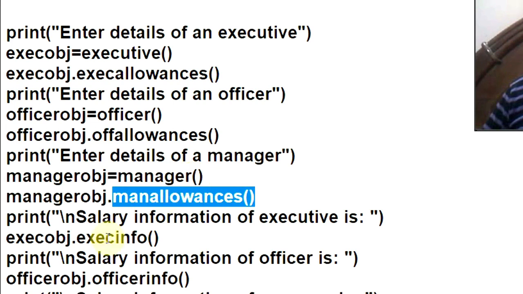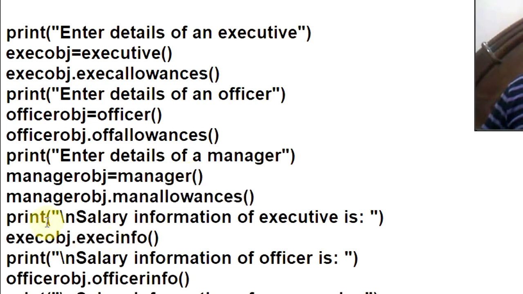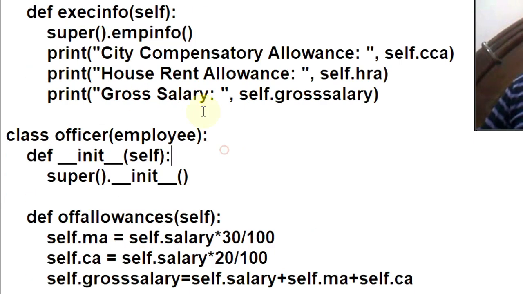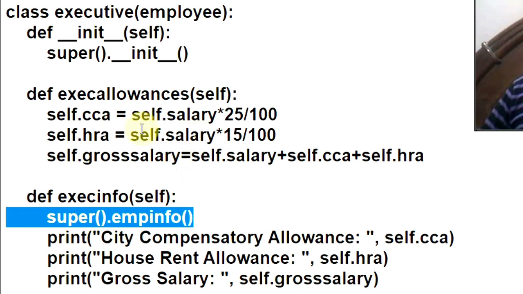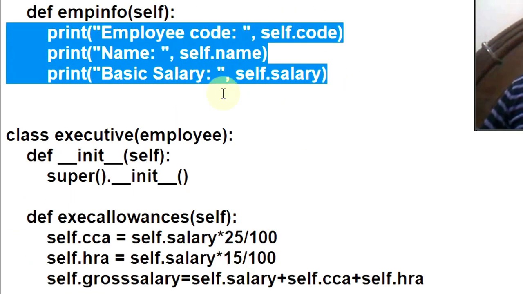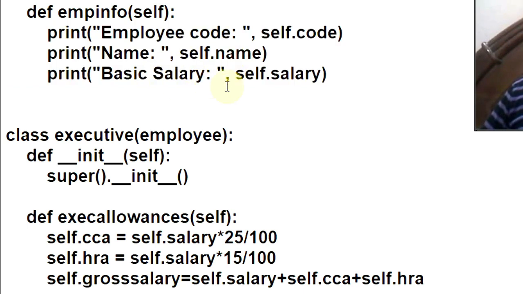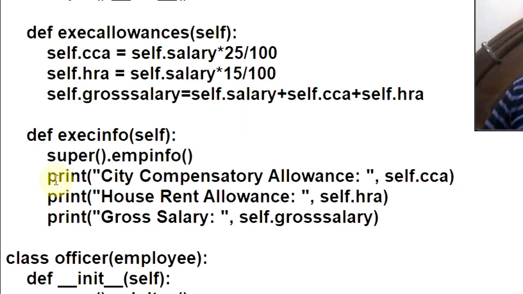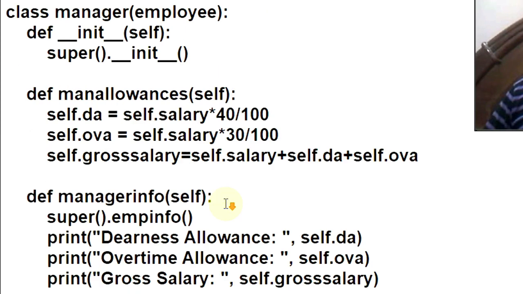Control will jump over here in the main function. A text message is displayed that the salary information of the executive is, and then the exec info function of the executive class is invoked. Control will come over here. It is invoking the enp info function of the superclass. Obviously the superclass of executive class is employee, so the enp info function is invoked and it will display the code, name and salary on the screen. After that the control will come over here. It will display the CCA, house rent allowance and gross salary. After that the control will jump to the main function.